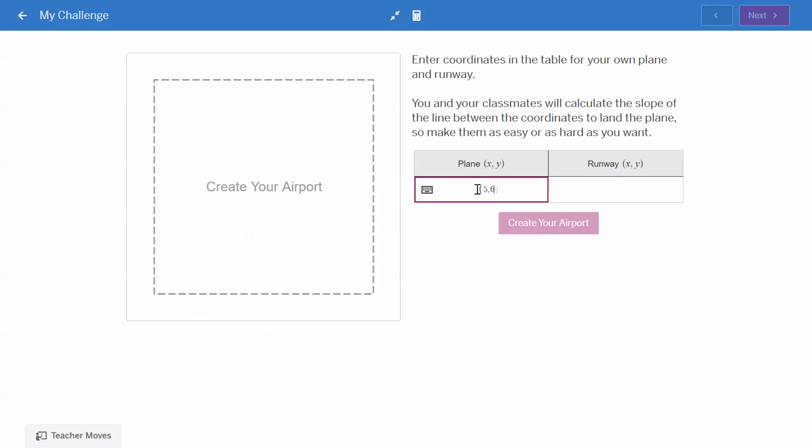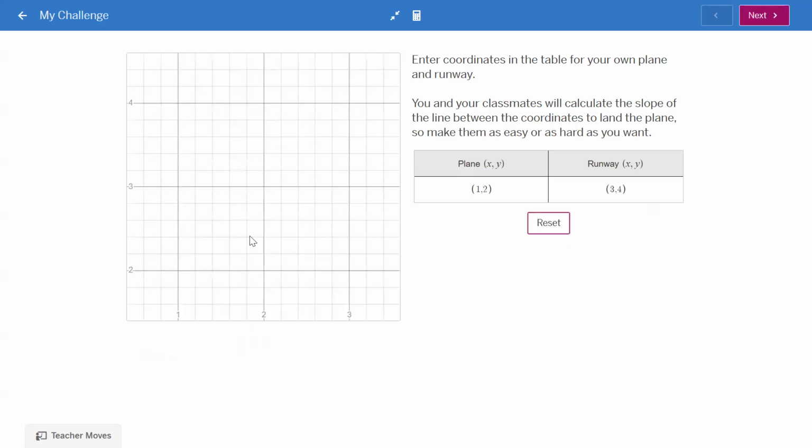You can do 5, 6. You could do negative 10, 4. You could do really big numbers if you wanted, like the last one, negative 100, 600. Whatever you want is going to go into these areas here. So do not do the same one as me. Otherwise you will be losing points. So whatever you put, it's going to draw that for you on here.